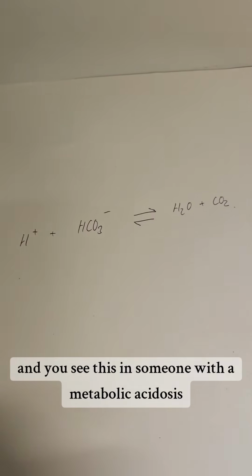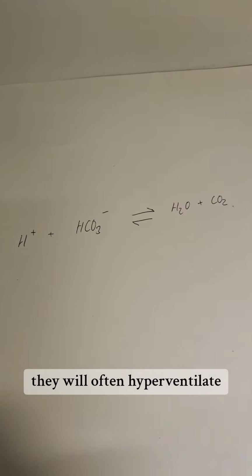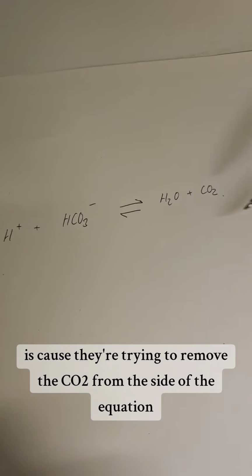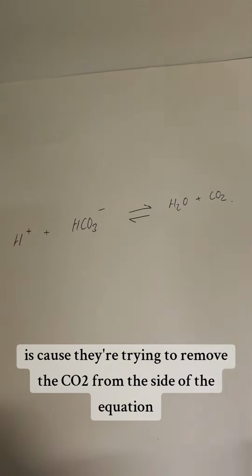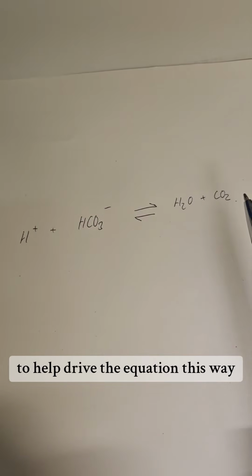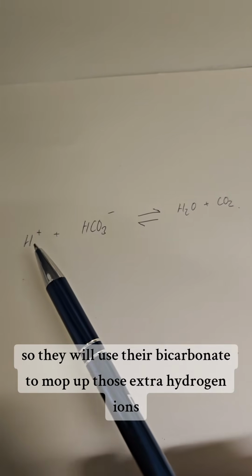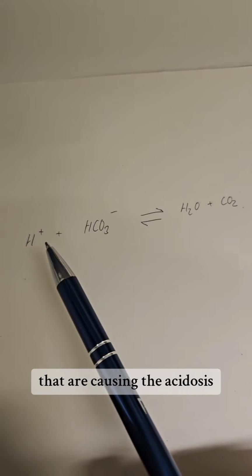And you see this in someone with a metabolic acidosis. They will often hyperventilate. And the reason they're hyperventilating is because they're trying to remove the CO2 from this side of the equation to help drive the equation this way. So they will use their bicarbonate to mop up those extra hydrogen ions that are causing the acidosis.